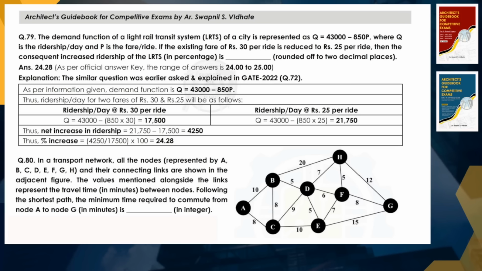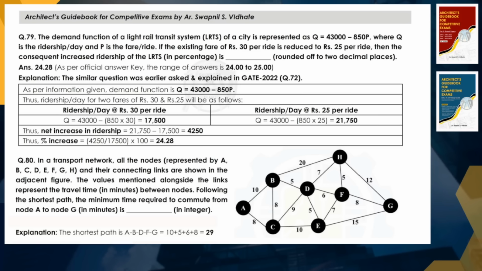Following the shortest path, the minimum time required to commute from node A to node G is how much in minutes? One of the easiest questions, you just need to do the calculation, like which total is giving you the least time. That means the shortest path to travel from node A to node G. So the shortest path to travel from A to G will be A, B, D, F and G.